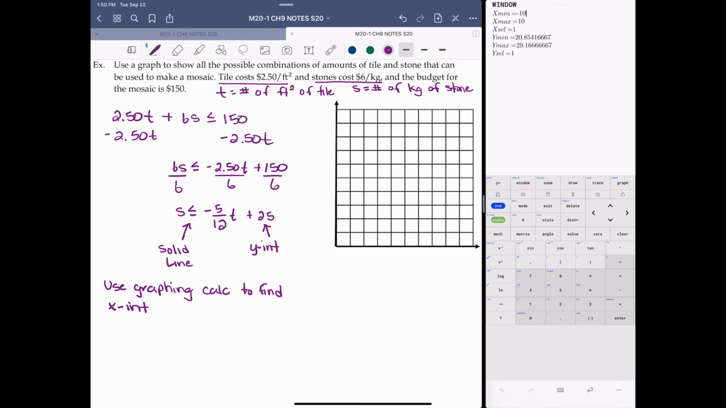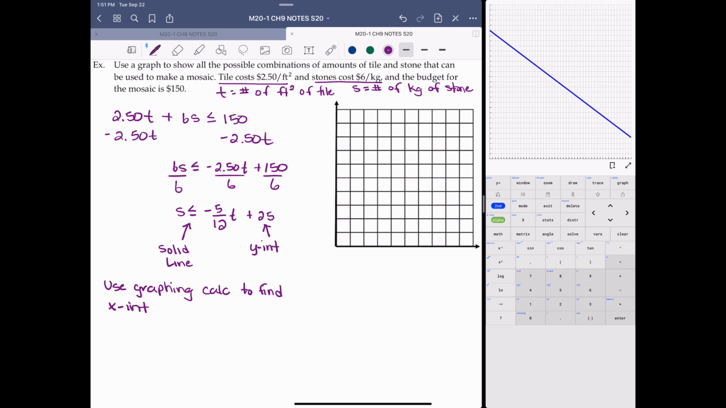I don't need to see any negatives, so I can change that to a 0 for my x min. My x max, I want to make bigger, so maybe I try 50. My y min, I want to see 0. And my y max, maybe I also try 50. Actually, I know my y-intercept is 25, so I just need to see it there. So maybe I just try 30. And then I graph.